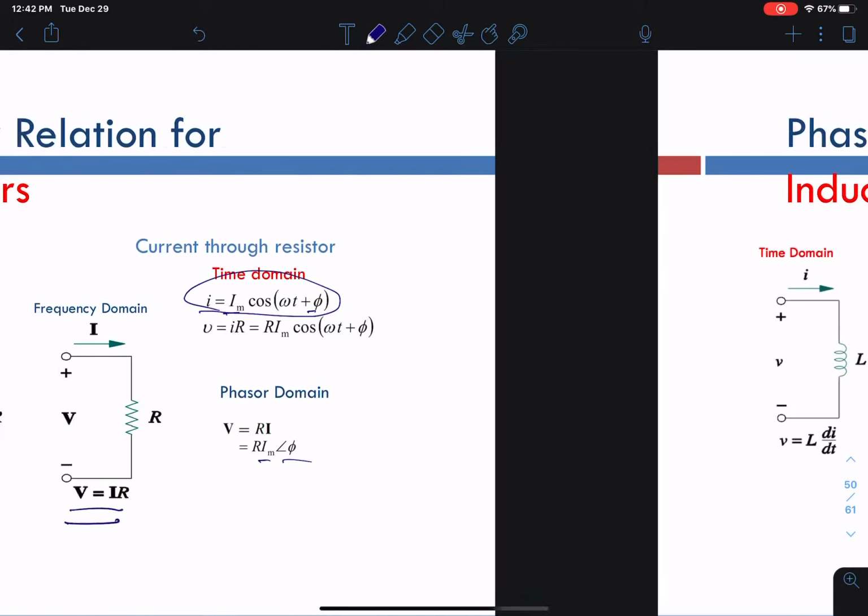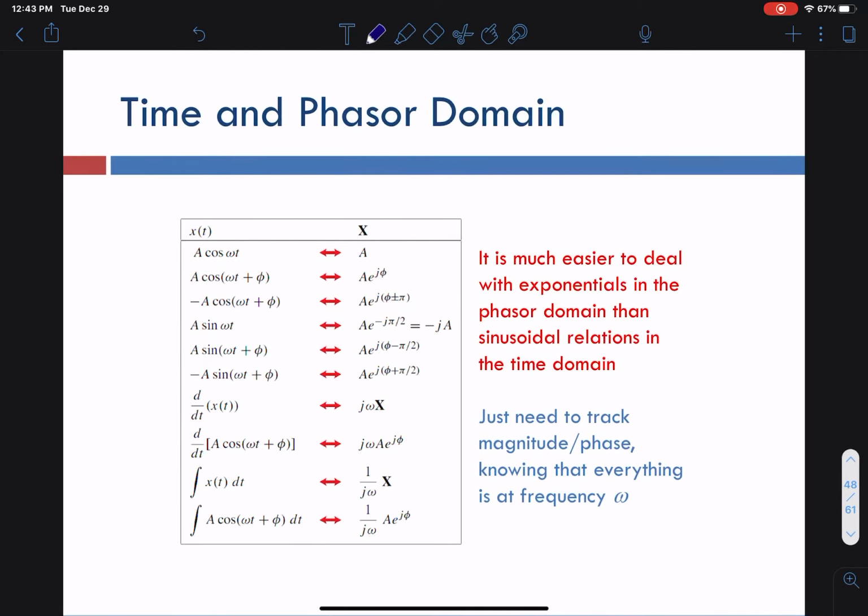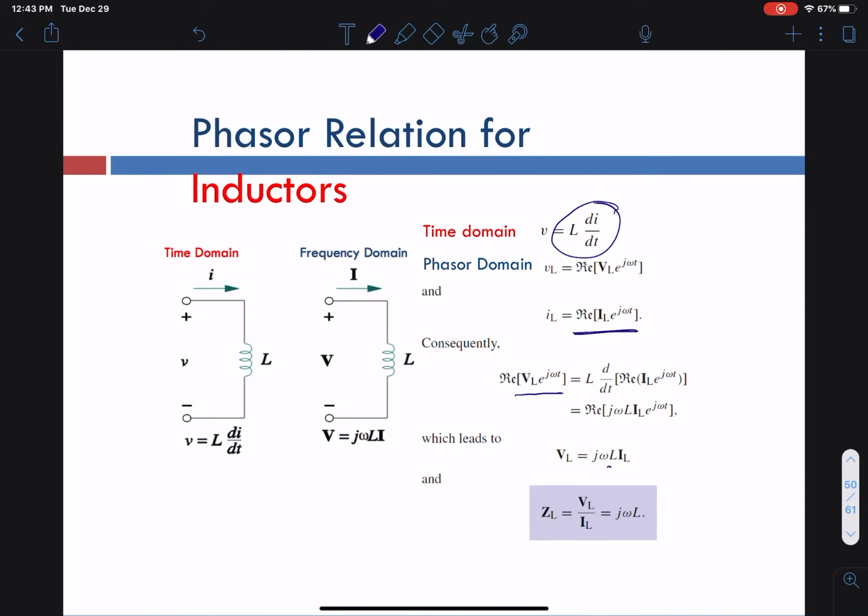Can you see that? And also for the inductor, you have VL equals L di/dt. So L over here, if you take the derivative of I, going back to the chart, you can see that's right here: j omega. So over here it is j omega L times IL. That's your VL. If you're trying to find ZL, the inductive impedance, it is j omega L. So ZL or XL is j omega L, right?